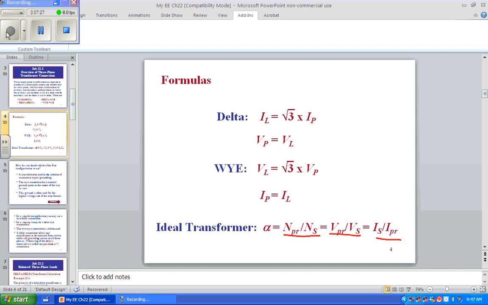And primary power at a higher voltage and a certain current, with a lower voltage is going to have a higher current. We can see that, right?